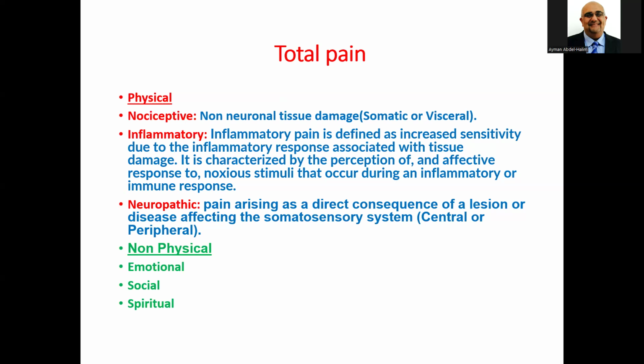Physical, we have three elements: nociceptive element, inflammatory element, neuropathic, and then you have the non-physical components that we just mentioned. The nociceptive is non-neuronal tissue damage. Inflammatory pain is defined as increased sensitivity due to the inflammatory response associated with tissue damage. Neuropathic is pain arising as a direct consequence of a lesion or a disease affecting the somatosensory system, either central or peripheral.